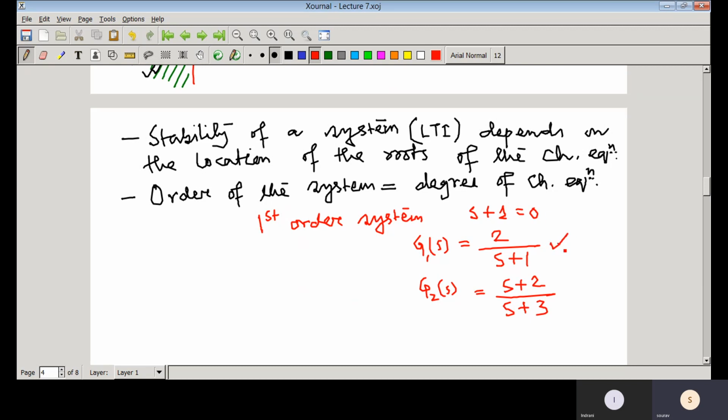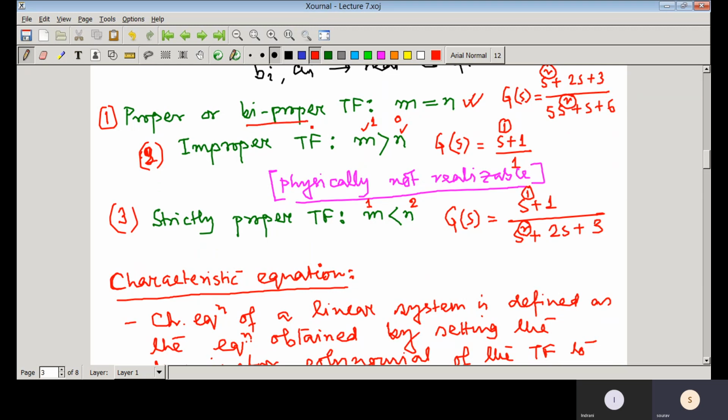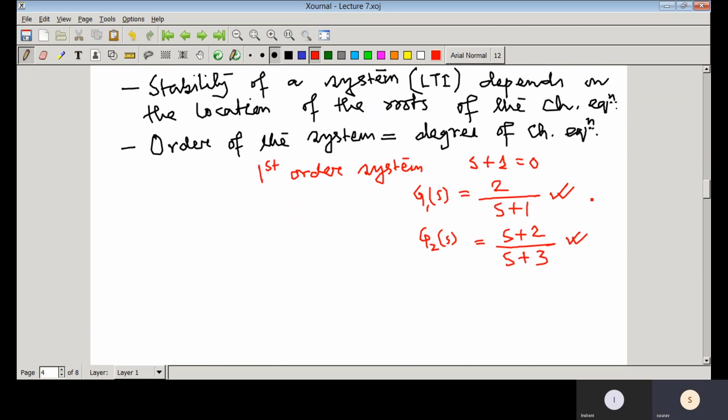So this is actually a strictly proper plant, and this is a proper or biproper plant. From here you can see that proper or biproper means m equal to n, and strictly proper means m less than n. In this case, both of them are first order systems, because the degree of the denominator polynomial is 1, but this is a first order strictly proper plant, and this one is a first order biproper plant. And what is a second order system?